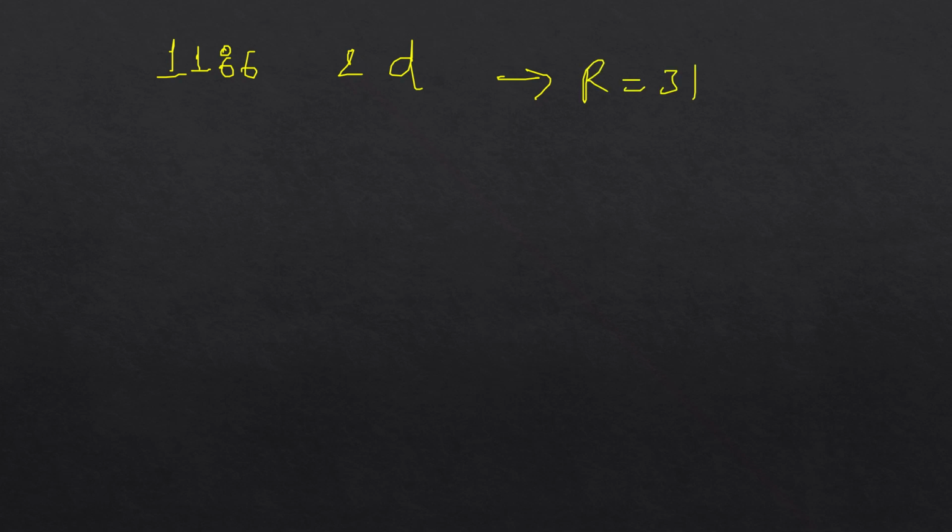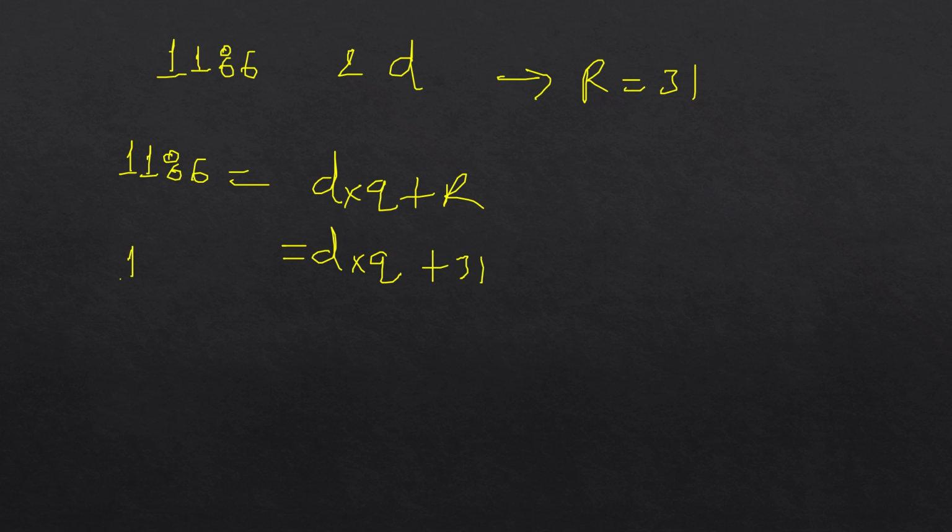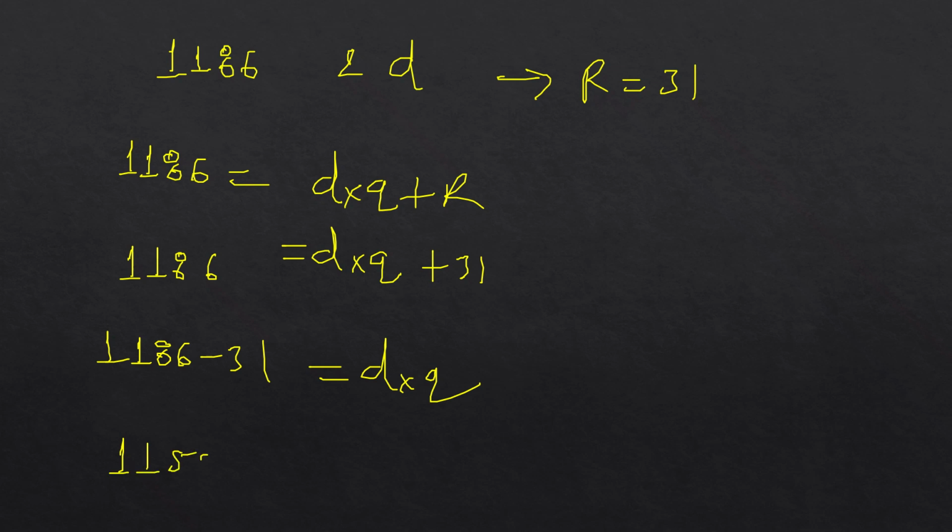So in general standard form, we know that if there is a divisor, quotient and remainder, right? So here D is a natural number, Q we don't know, and R is 31, and we have the main number 1186. Now we will subtract 1186 minus 31, then we will get 1155.